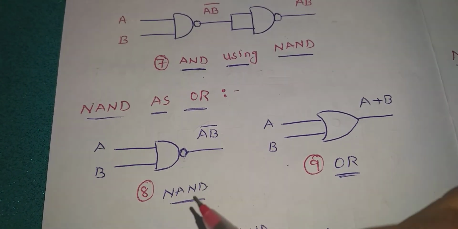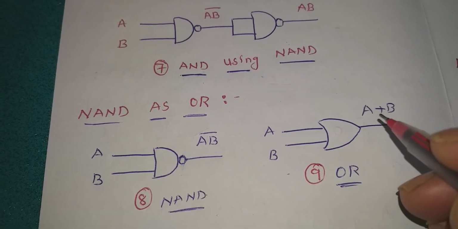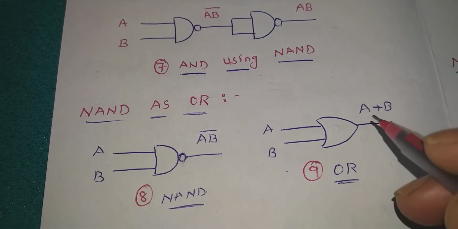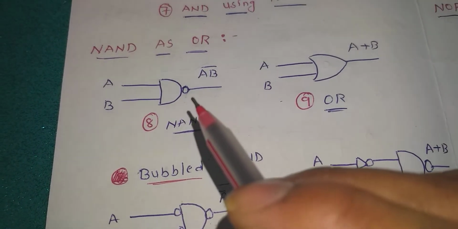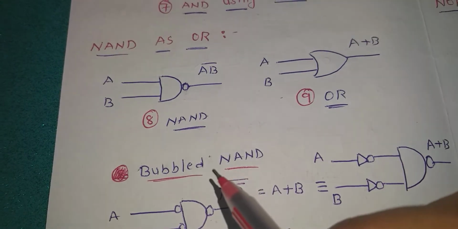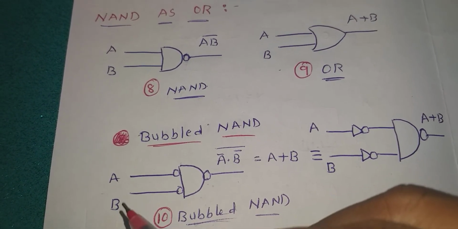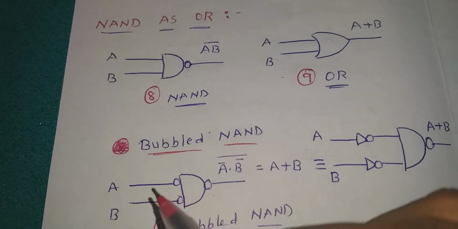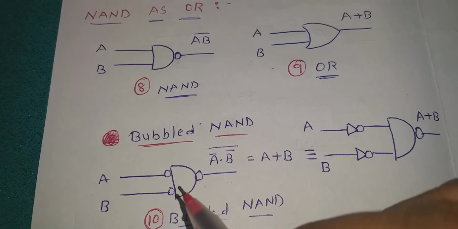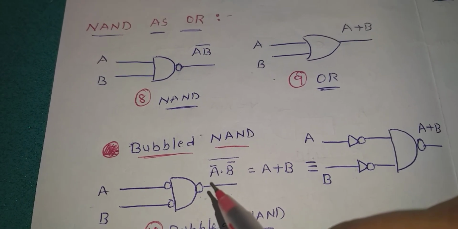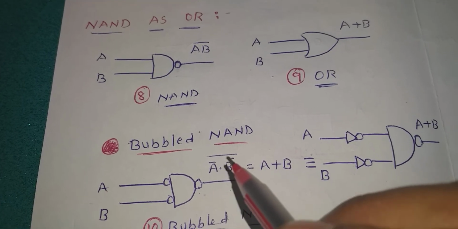this is the logic symbol of NAND. Now this is the logic symbol of OR. What is the functionality of an OR gate? A plus B. Is it clear? Now just look at the bubbled NAND gate. I'm going to consider the bubbled NAND gate. That means the inputs are going to be bubbled here. Now A and B are the two inputs. The inputs are going to be bubbled. Now if you observe the output here, it is (A bar into B bar) whole bar.